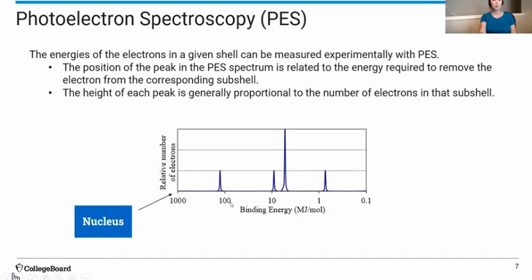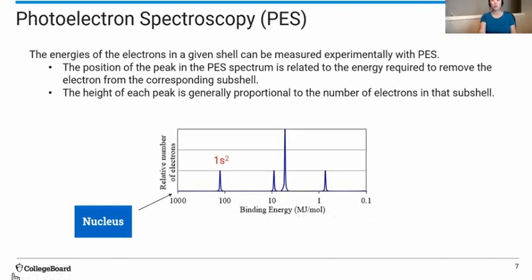Generally, when we read our PES, we think about the nucleus as being on the far left, which means that this peak represents the electrons that are closest to the nucleus, and this one would represent the electrons that are furthest away. When we analyze the peaks, you should notice that these 3 peaks are the exact same size, which indicates the same number of electrons. And this larger peak is about 3 times greater, which indicates there are 3 times as many electrons.